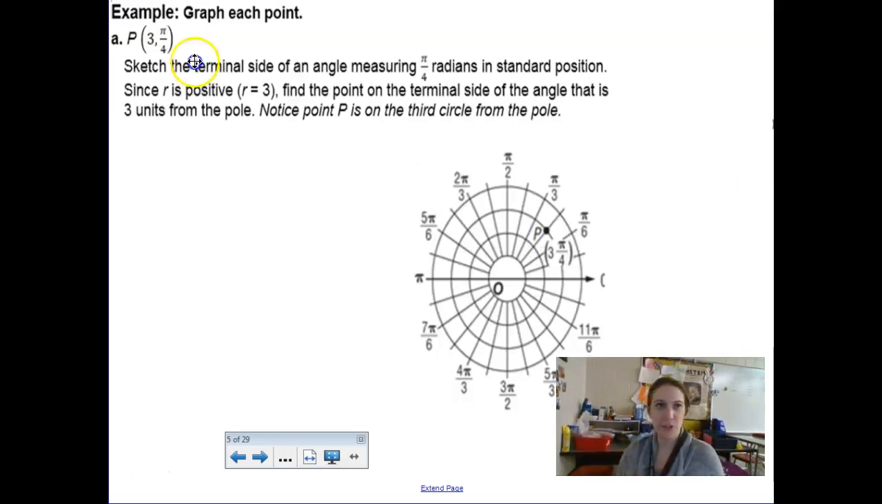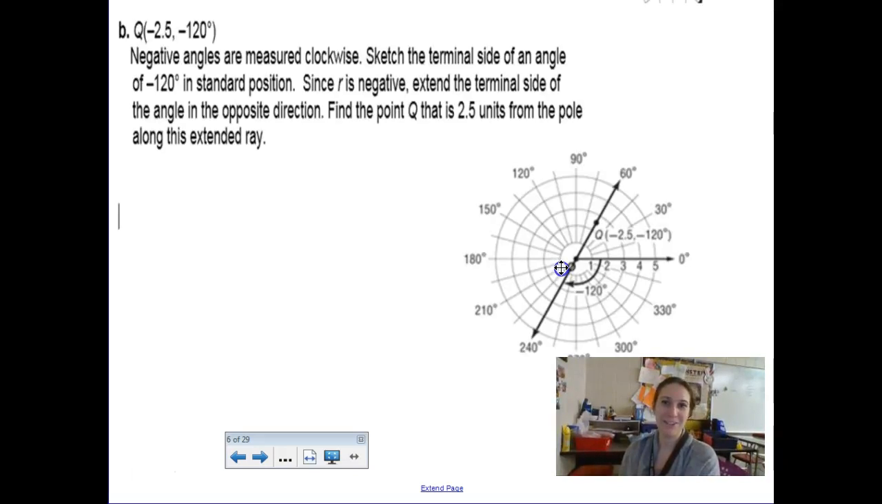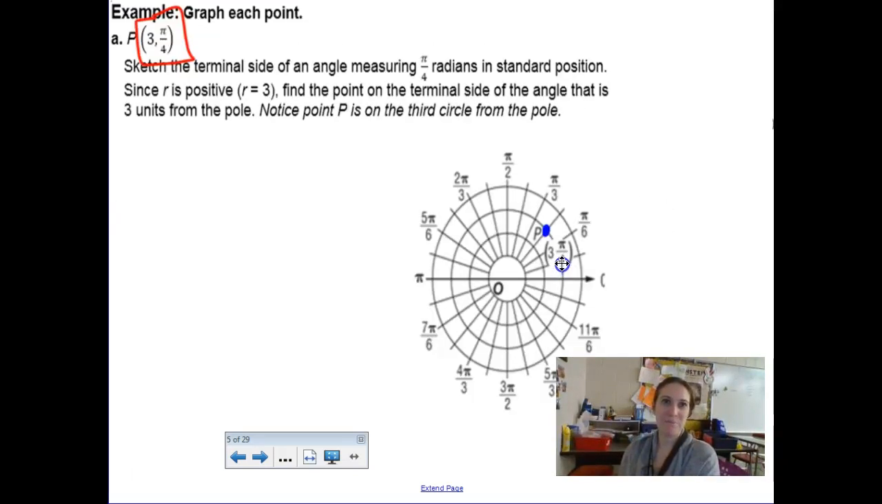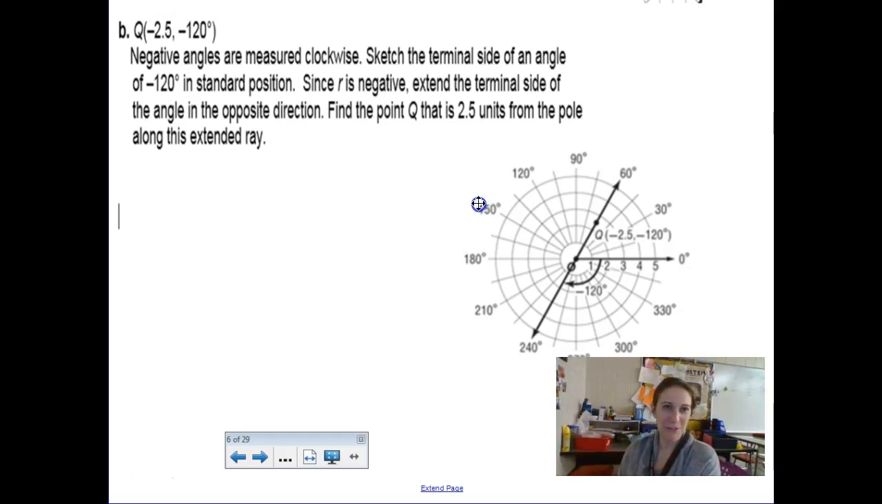This one's already done for you on your notes, but they wanted me to graph the point 3 comma pi over 4. So what you do is you find the angle pi over 4, which is right here, and then you go out positive 3 to the third ring. So 1, 2, 3, boom, right there. That is the ordered pair 3 comma pi over 4 in the polar coordinate plane. Really exciting, right? It says notice that P is on the third circle from the pole, or from the origin, is probably what you're thinking it looks like.